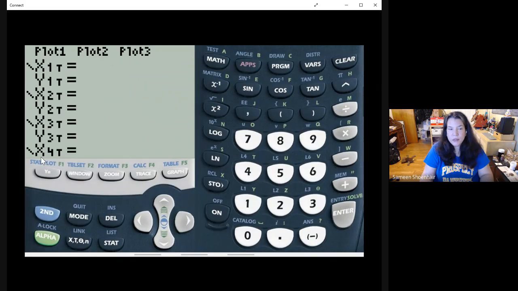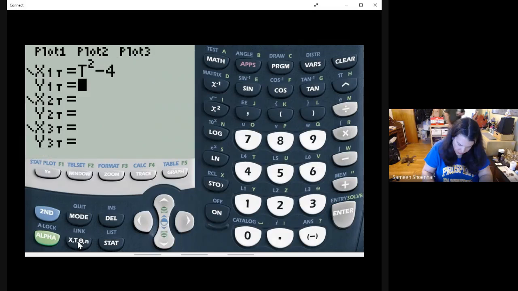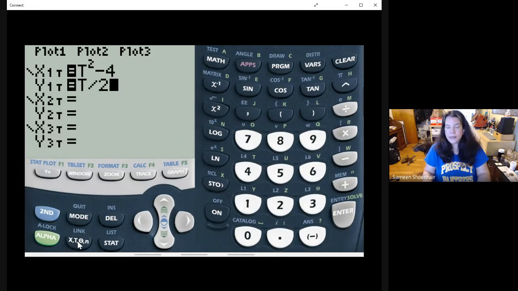We can still put in multiple parametric equations, just like we could put multiple functions in before, but now it's all changed. If I put in the equations we were just dealing with, x was t squared minus 4, notice what happens when I hit this button. I don't get an x anymore, I get a t. So t squared minus 4, and then this one, what was it? t divided by 2. So we have that.